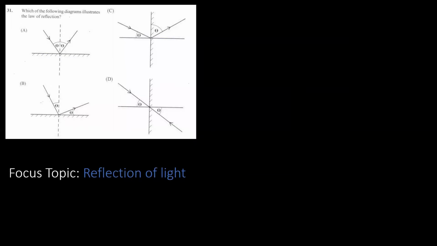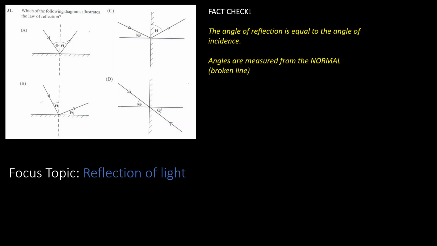Number 31, this has to do with reflection. Which of the following diagrams illustrates the law of reflection? Now, the law of reflection says that the angle of reflection is equal to the angle of incidence, and we must measure all angles from the normal, which is the broken line in the diagram. And therefore, the best answer is A, because it shows that the two angles from the normal are the same.